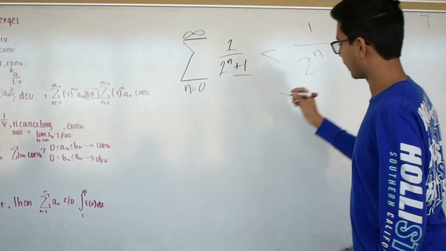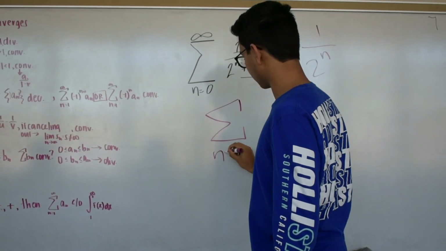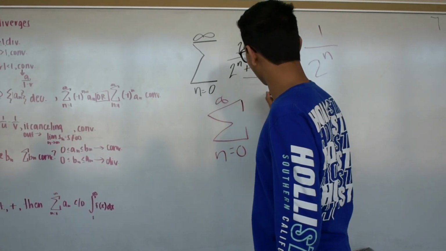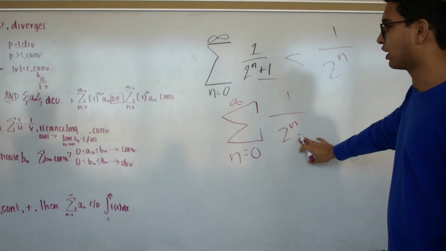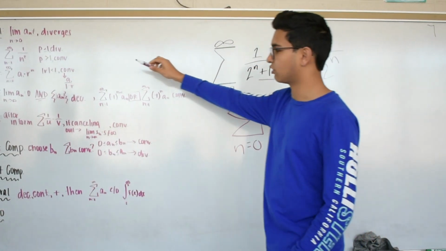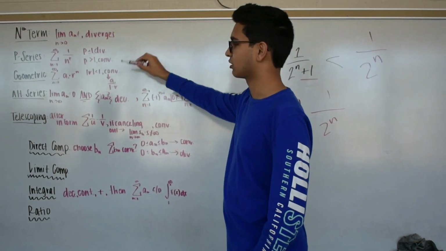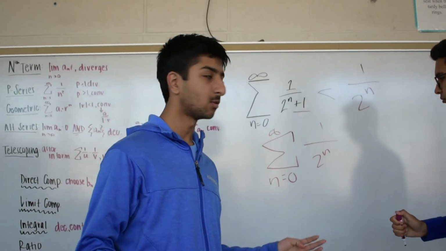So now we can find the infinite series of 1 over 2n. See, this is a way easier series to find the convergence or divergence of because it fits directly into the geometric series test. I would just like to confirm that when Akshay says 1 over 2n, he means 1 over 2 to the n.